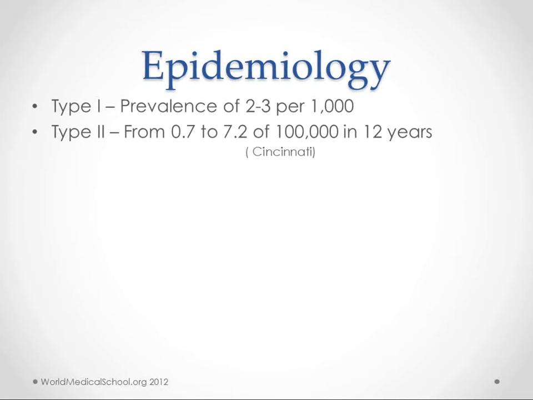And we don't have great numbers on type 2 diabetes, but the most important information about that epidemiology is that it is increasing rapidly. One study from Cincinnati said that the numbers increased from about 0.7 out of 100,000 to 7.2 out of 100,000, and this was between like 1982 and 1994. So in a 12-year range, we had over a tenfold increase, and those numbers are still climbing.